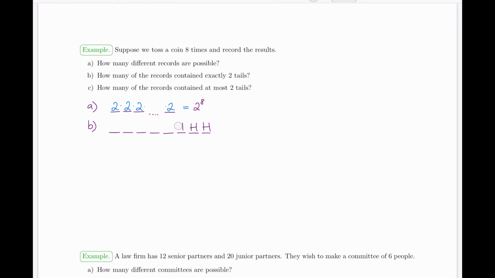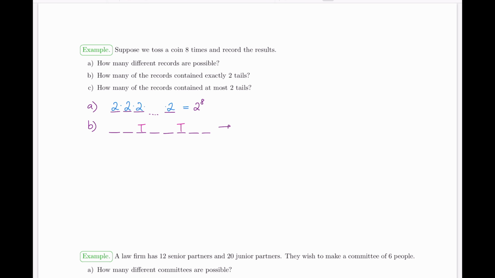Now, once I have determined where the tails are, so for example, here and here, the rest of the record is determined. I'm only interested in 2 tails. So once I have placed my 2 tails, everything else has to be heads. So all I have to do is, among the 8 possible positions, choose the 2 where tails will occur, and that will determine the rest of the record.